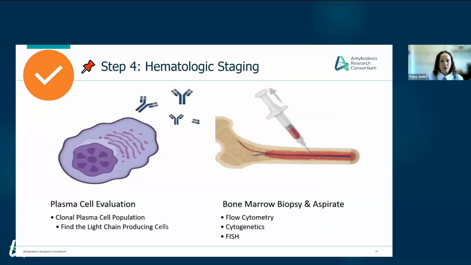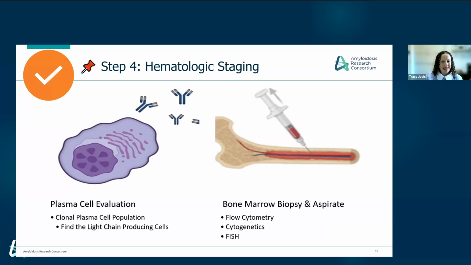Now that AL amyloidosis has been confirmed, the next step is hematological staging, evaluating how the disease is affecting the bone marrow and the blood. Since AL amyloidosis originates in a plasma cell, this step focuses on measuring the overproduction of faulty light chains leading to misfolded proteins and determining how aggressive the disease is.